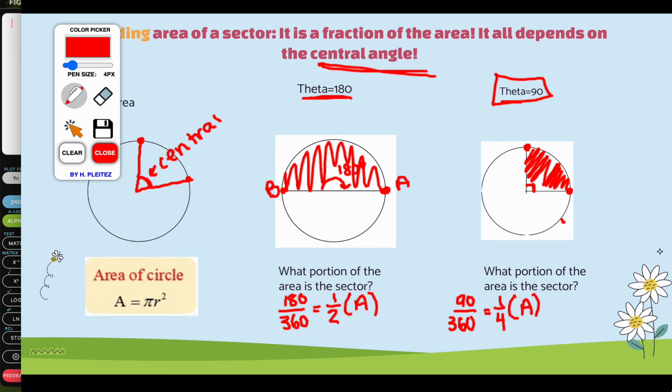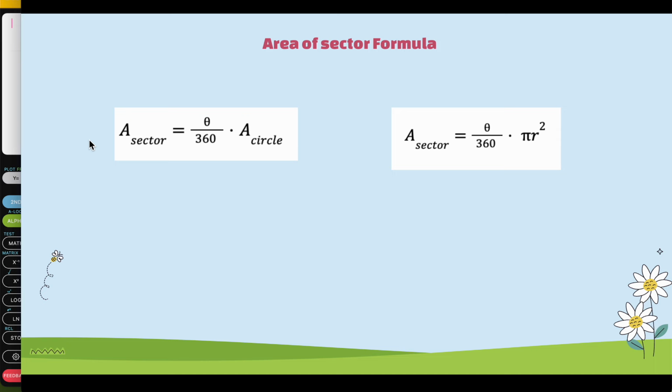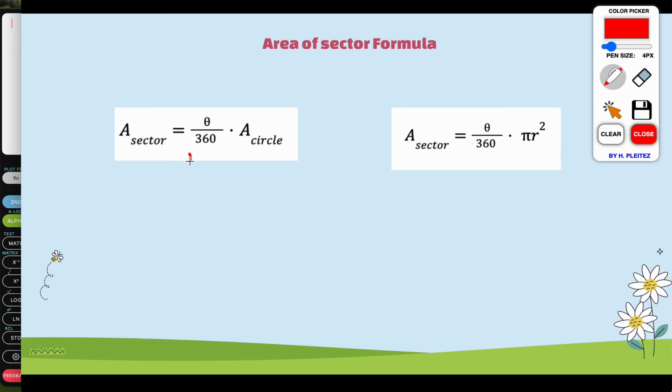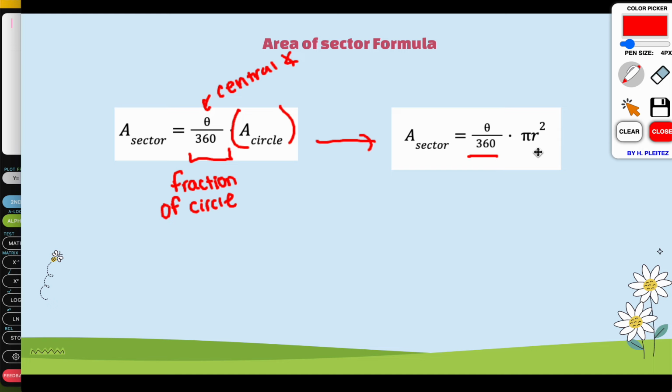It's very similar to finding arc length, except arc length was a fraction of our circumference instead of a fraction of our area. So there is a formula for this. The area of a sector is equal to theta over 360, which was the fraction of the circle that we found. Remember that theta is the central angle. We take that fraction and multiply it by the total area of the circle. The area of a circle has a formula as well, so another way to see the formula is that the area of a sector equals theta over 360 times pi r squared.